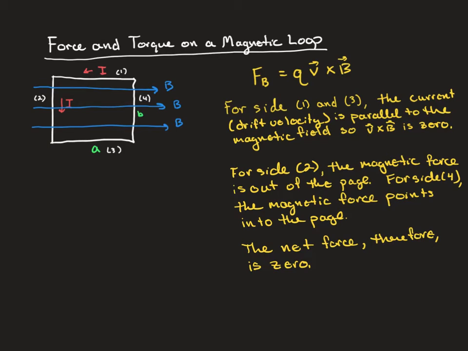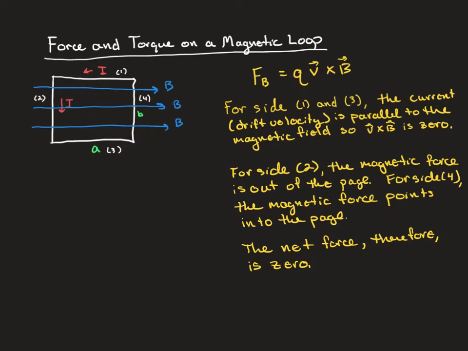which gives us our drift velocity. So we do have moving charge, and then we have our magnetic field acting here. We calculate magnetic force by the equation given here: Q V cross B. Now for sides 1 and 3, the drift velocity, which is inside of the current, is parallel to the magnetic field, which means if we do V cross B, we're going to end up with 0 because the angle between them is 0.